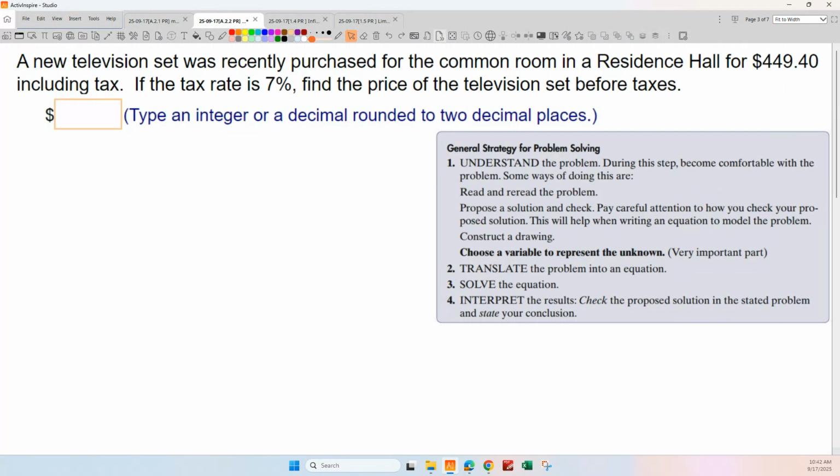A new television set was recently purchased for the common room in a residence hall for $449.40, including tax. So we're at a little disadvantage here because we don't have sales tax in Oregon, but I'm sure you all know how that works. If the tax rate is 7%, find the price of the television set before taxes. Okay? Read through that once or twice on your own.